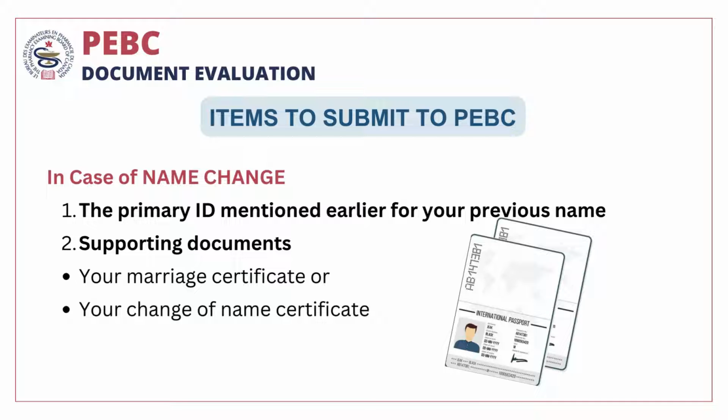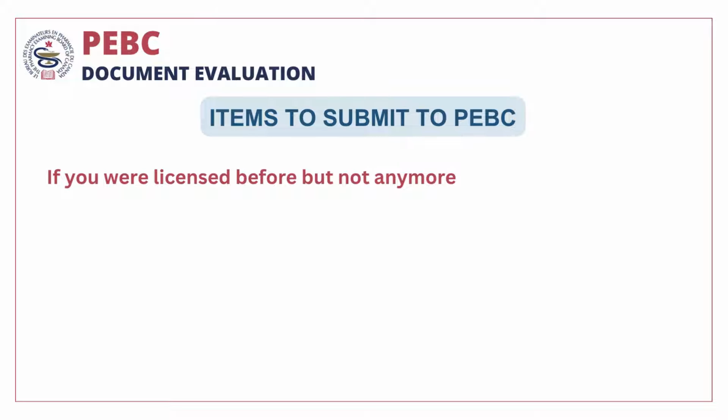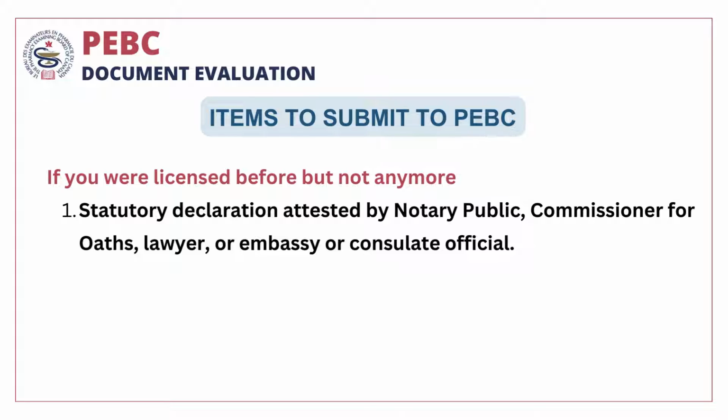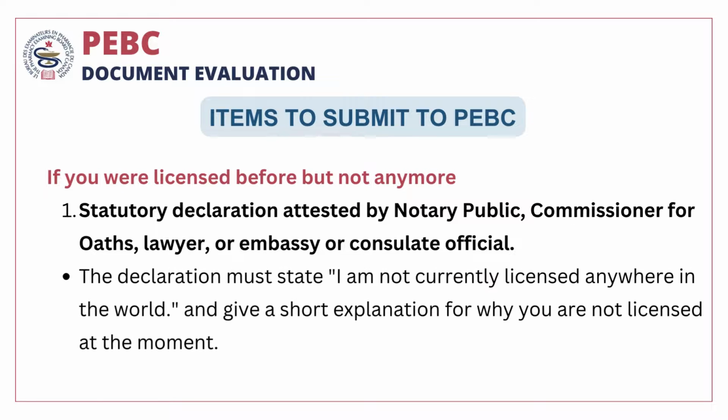In addition, if you were licensed before but not anymore, you should present a statutory declaration to a notary public, commissioner for oaths, lawyer, or embassy or consulate official. The declaration must state, "I am not currently licensed anywhere in the world," and give a short explanation for why you are not licensed at the moment. So these are the documents you have to send to the PEBC from the candidate side.